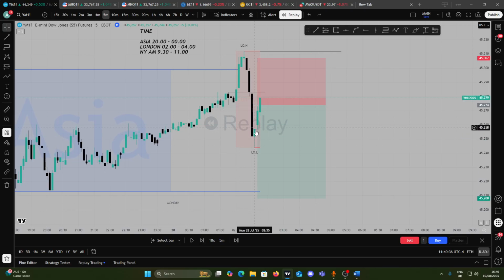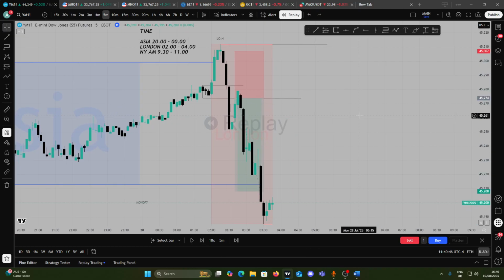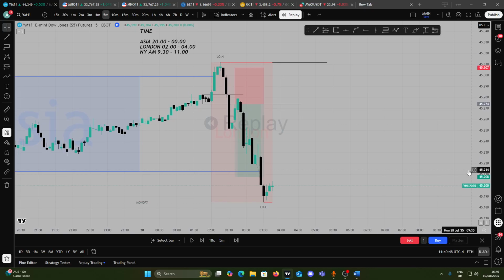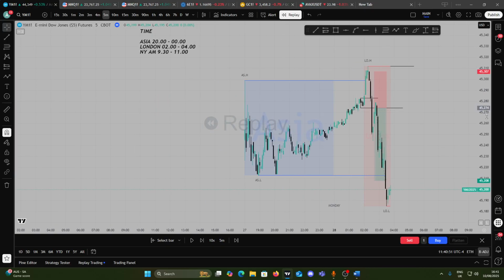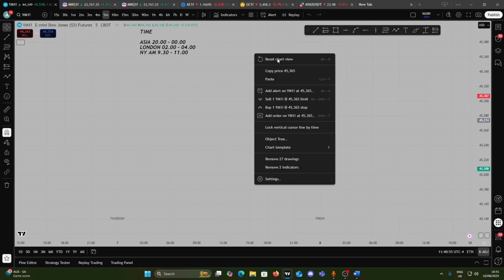You always wait for a retracement. You don't just enter here. If you entered here, you could be in a very heavy drawdown. Simple as that. Okay, and so easy. Now let's add some modifications.